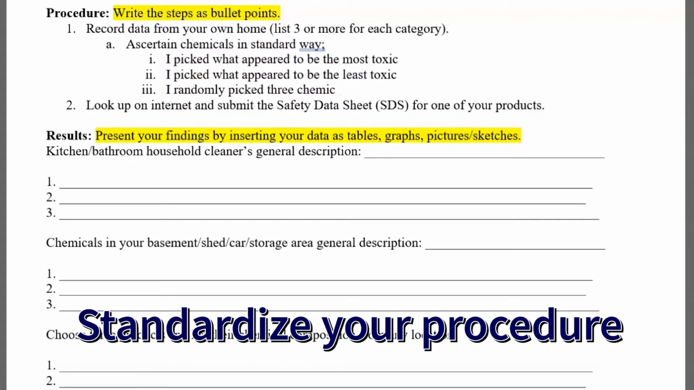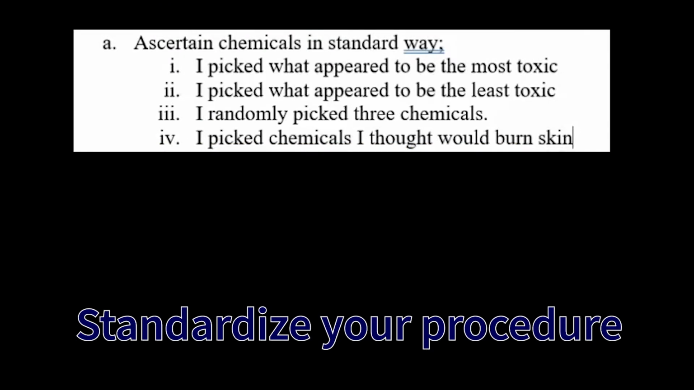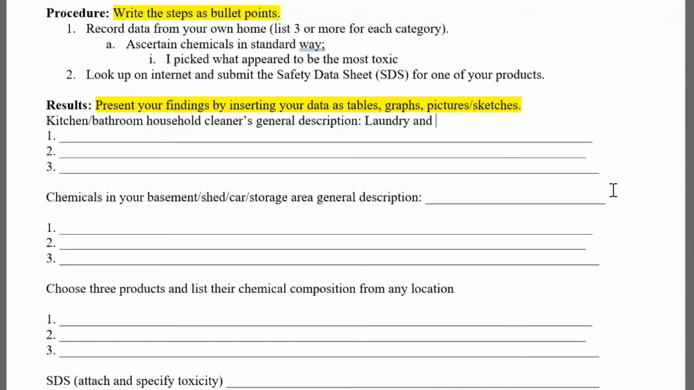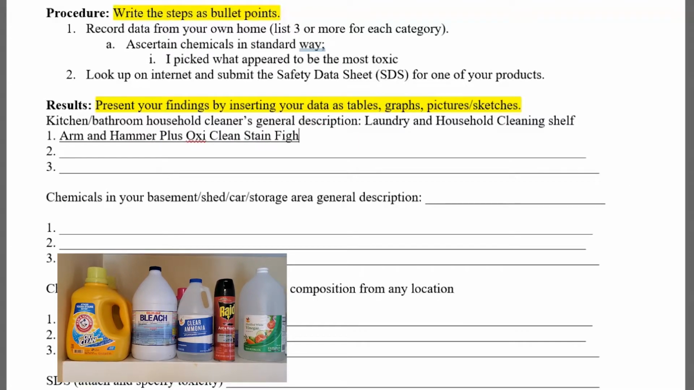Develop and write a procedure on how you're going to pick the chemicals. Choose them based on what you think the toxicity will be, or maybe just pick them at random. Whatever you do, make it a procedure and keep it.